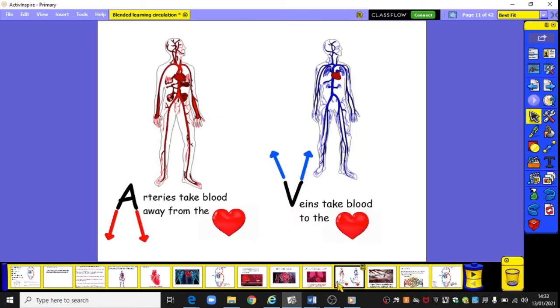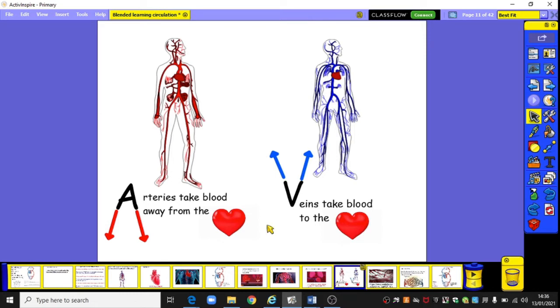So you might have heard from that clip that there are two main ways in which the blood is carried around the body in blood vessels. One of these being the arteries. Now the arteries take blood away from the heart. If you think about the letter A, a capital letter A, you can sort of see in this diagram how it's pointing downwards away from the heart. And the word away as well might help you remember that. And the veins are the blood vessels that take the blood to the heart.